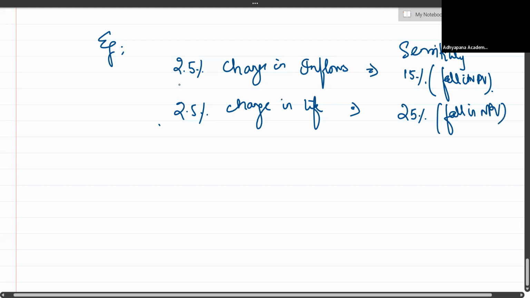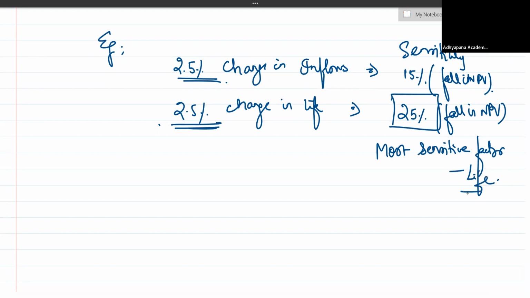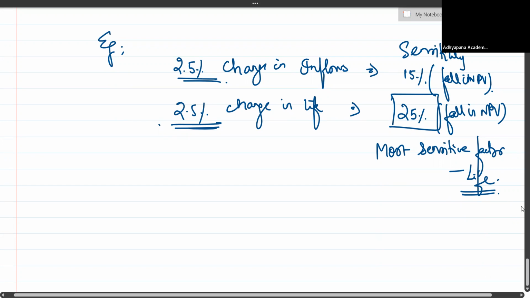See what is happening? The change in inflows and change in life is constant. For 2.5% change in inflow, 15% is fall in NPV. For the same 2.5% change in life, 25% is fall in NPV. So which do you conclude as most sensitive? The most sensitive factor will be life. You will make sure the machine does not break down during the course of the project. You will take up sufficient maintenance activity to maintain the life of the project. So here you will conclude the most sensitive factor as the life of the project.